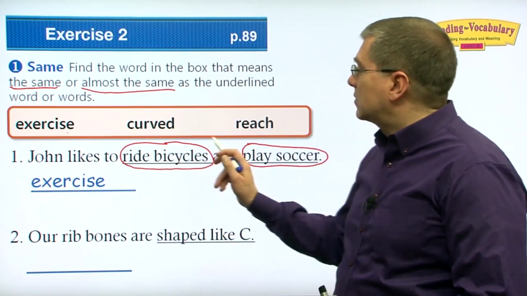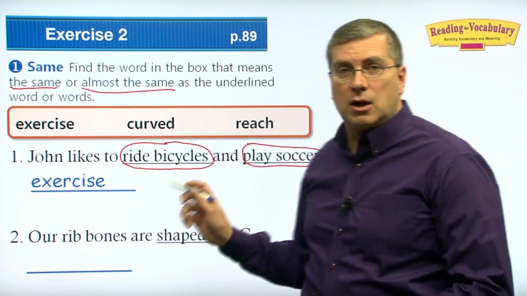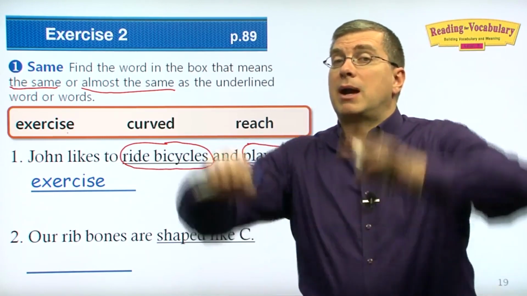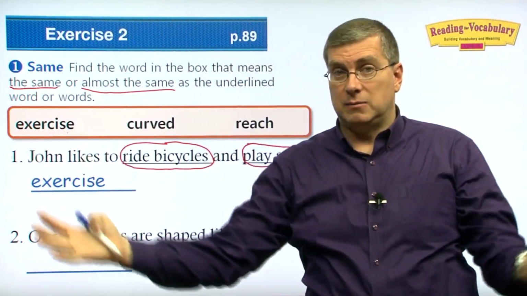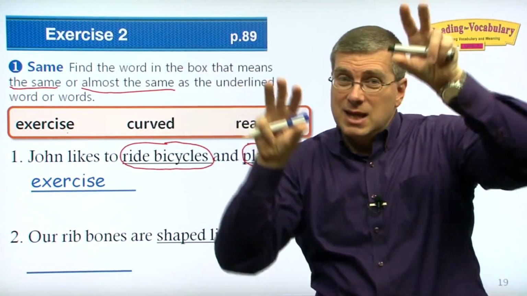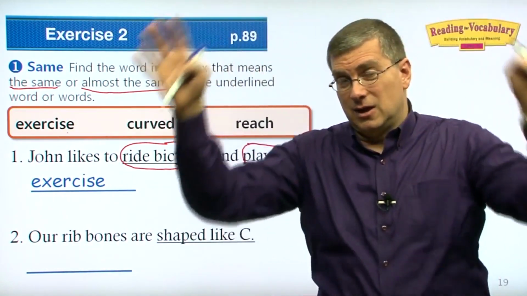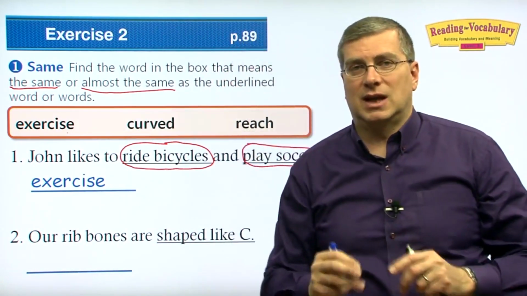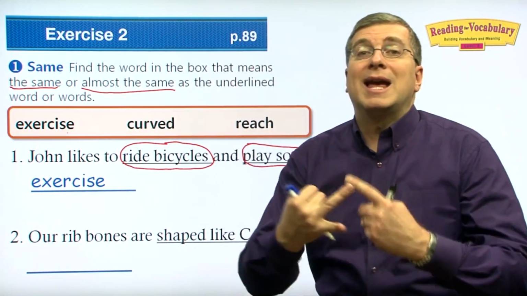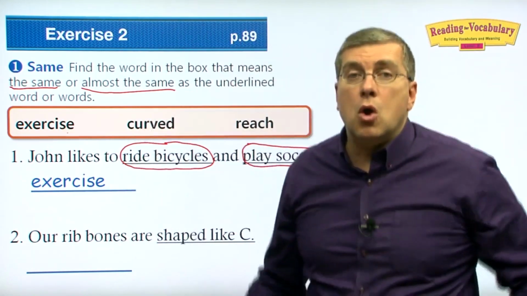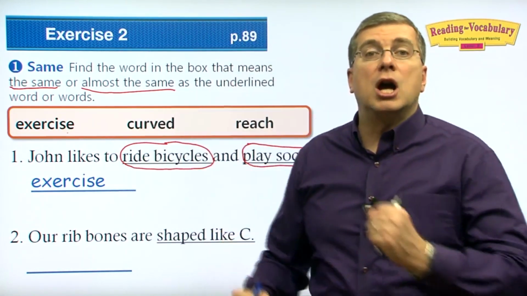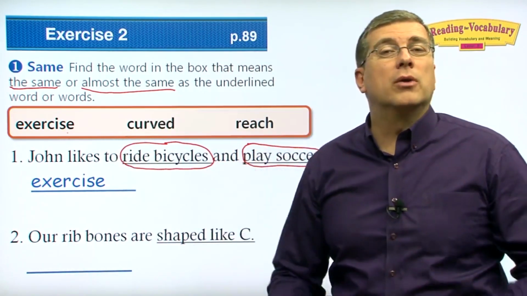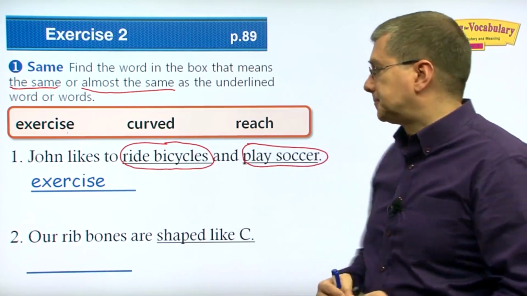Exercise. John likes to ride bicycles and play soccer. Those are types of exercise. If you think about exercise, exercise is the big word, right? And inside that word, under the umbrella or circle of exercise, many types of exercise. Riding bikes, playing soccer, jumping rope, running or jogging, playing tennis, rollerblading. Those are all types of exercise.